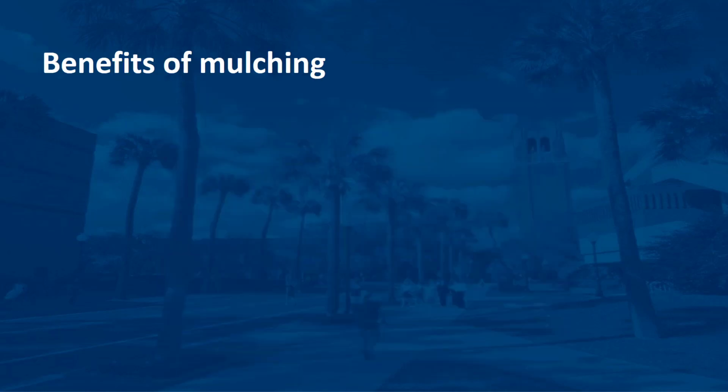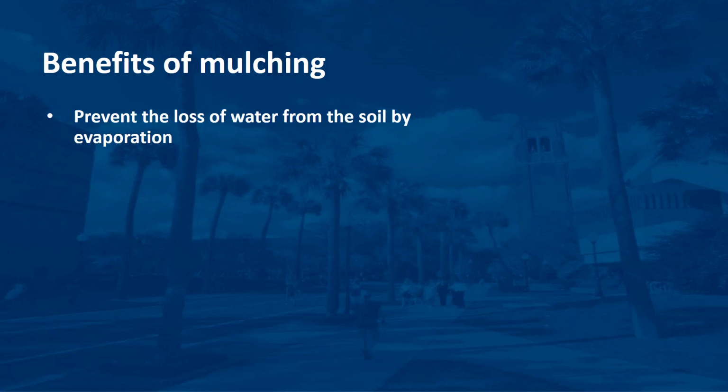Mulching has the following beneficial effects on the soil and plants. Mulches can prevent the loss of water from the soil by evaporation. Moisture moves by capillary action to the surface and evaporates if the soil is not covered by a mulch. Mulches suppress weeds when the mulch material itself is weed-free and applied deeply enough, 2 to 3 inches after settling, to prevent weed germination or to smother existing small weeds.